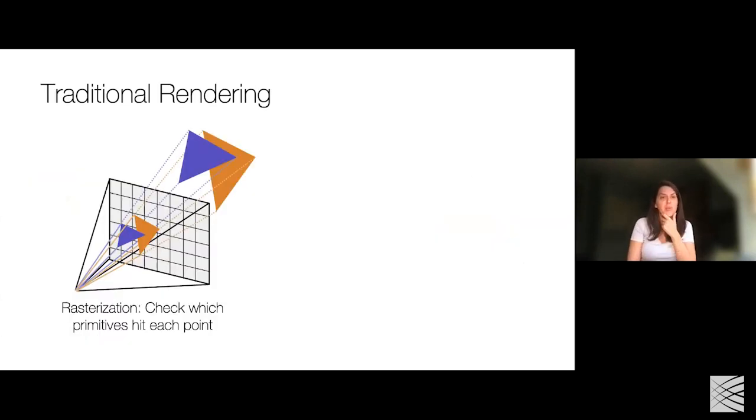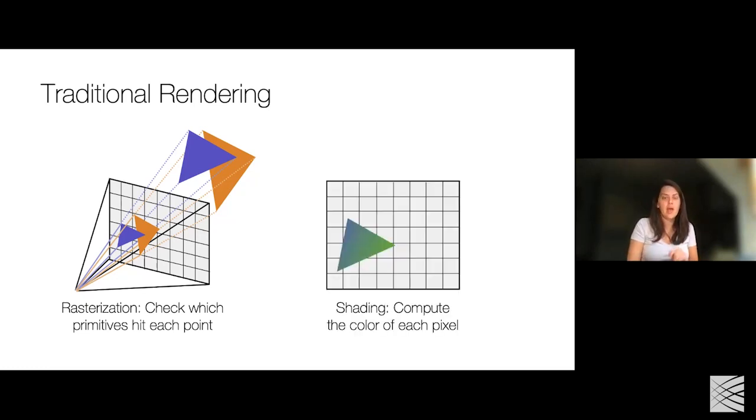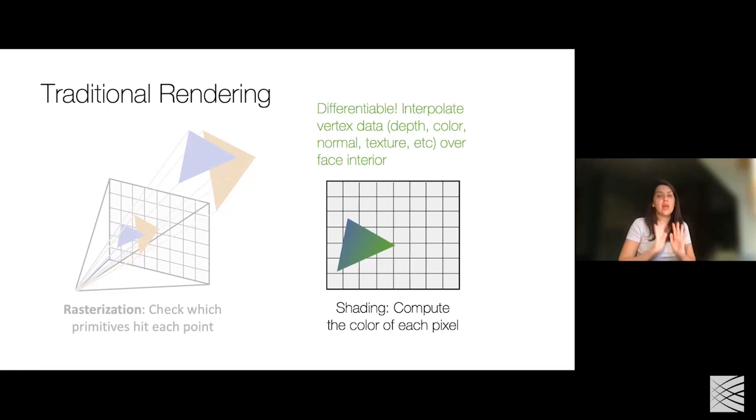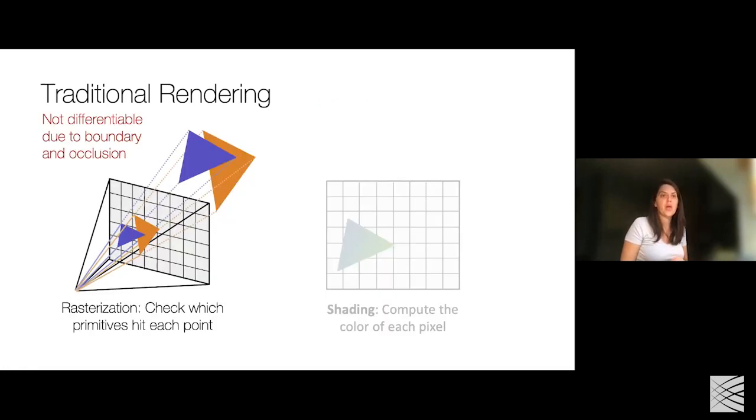And I want to cover a little bit about the idea that we had behind how to go about making rendering differentiable. First, I want to spend a couple of minutes giving you a brief explanation of why rendering is naturally not differentiable. Traditional rendering consists of two steps. There is rasterization, which basically checks which primitives in the 3D world hit which part of the image. And then there is shading, which computes the color of each pixel after you've done rasterization. Now, shading is differentiable naturally, since it's just an interpolation of vertex data, so there's nothing really difficult there. The source of all of our headaches is the step of rasterization, which is not differentiable because of the boundary and the occlusion issues.